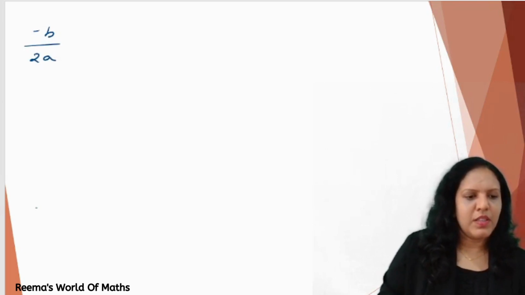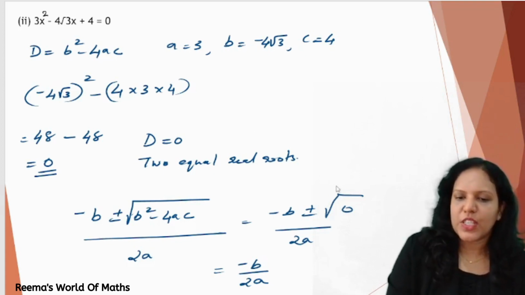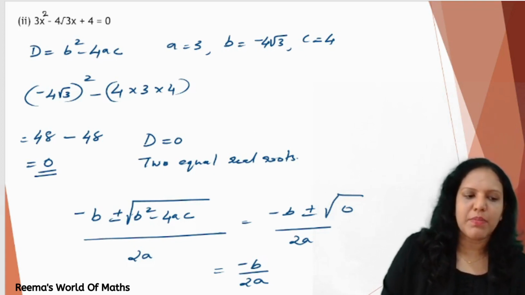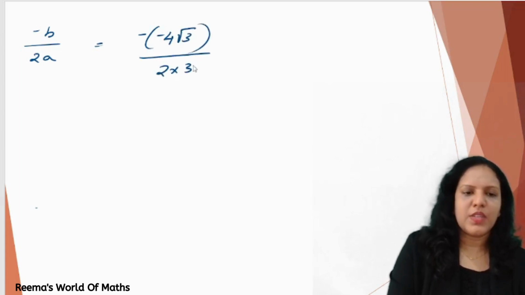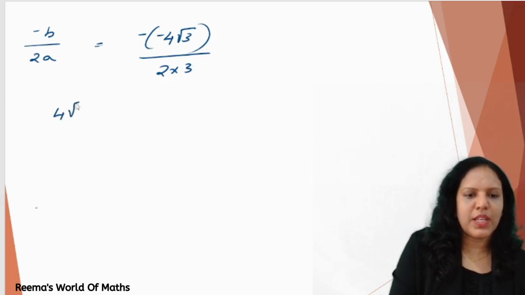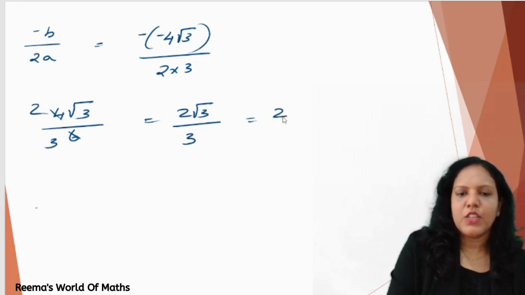Since we know the discriminant, b squared minus 4ac, was 0, what is left is only minus b by 2a. Then we can replace the values here: minus b is 4 square root of 3, divided by 2 multiplied by 3. That is 4 square root of 3 divided by 6, which can be reduced by 2 and 3. What is left is 2 square root of 3 divided by 3.